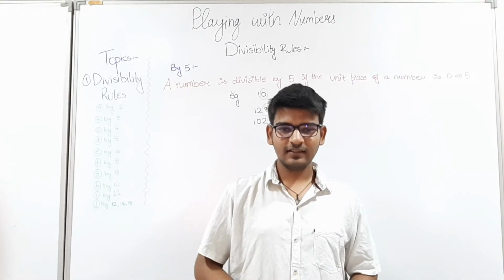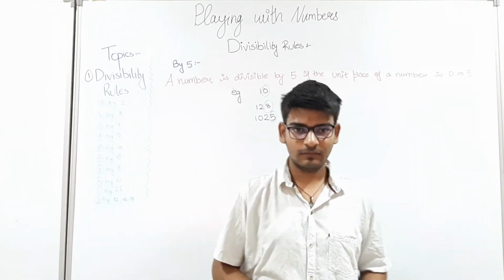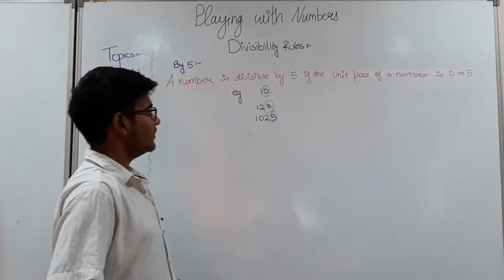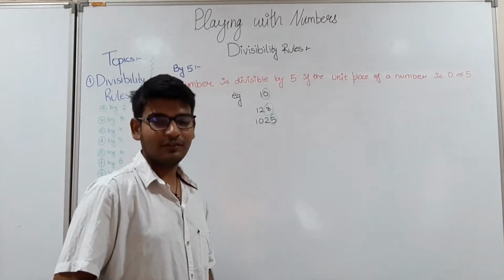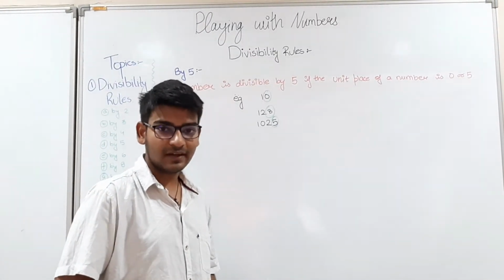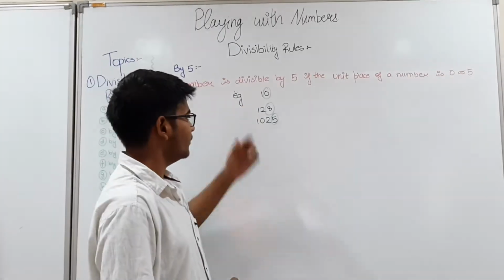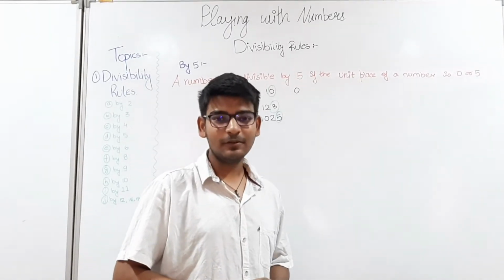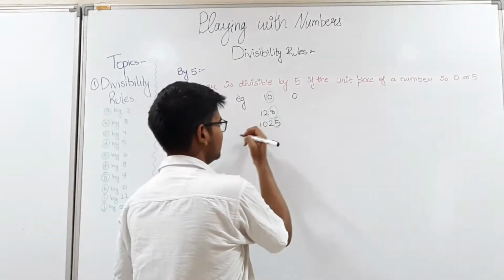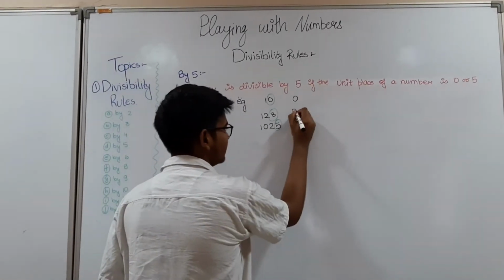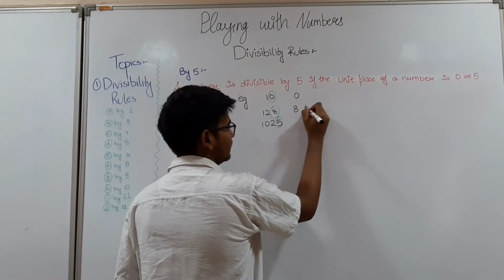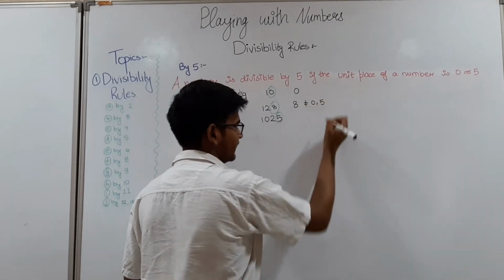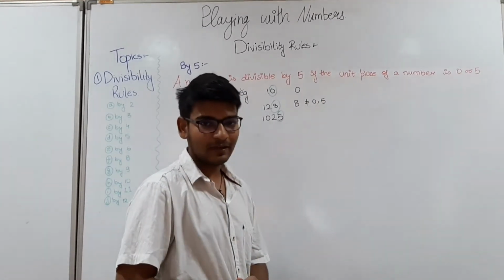So now let us see the divisibility rule of 5. As the rule says, a number is divisible by 5 if its units place is 0 or 5. Let us take the example of 10. Here the unit digit is 0, so it is divisible by 5. Now in the number 128 the unit digit is 8, that is neither 0 nor 5. So it is not divisible by 5.